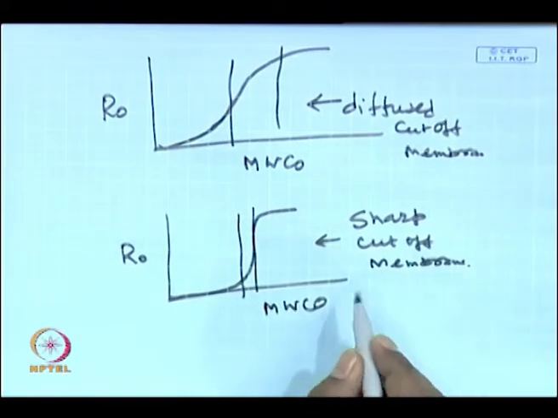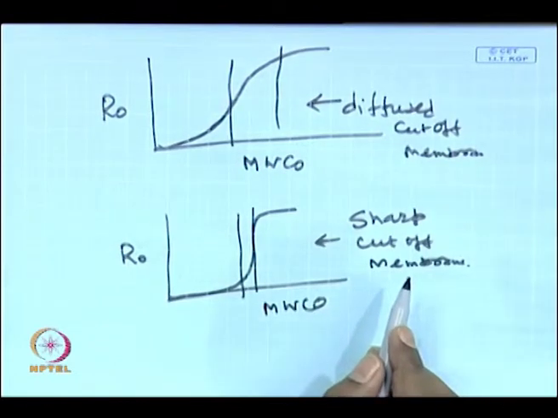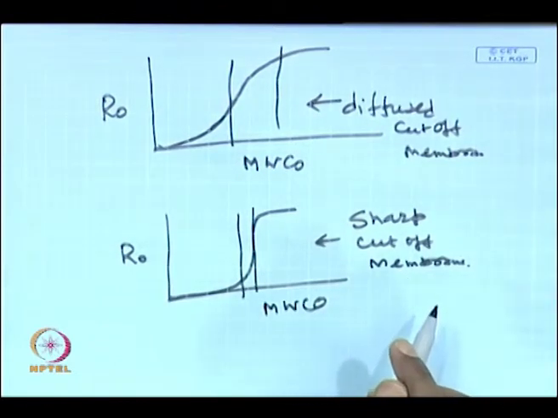Now, whether you will be getting the sharp cutoff membrane or the diffused cutoff membrane, that will be entirely depending on the pore size distribution of the membrane. Now, one has to control the pore size distribution. How to control the pore size distribution? You can tinker with the casting conditions of the membrane and vary the pore size of the membrane, and you can optimize the whole system, and make it a standardized rule.